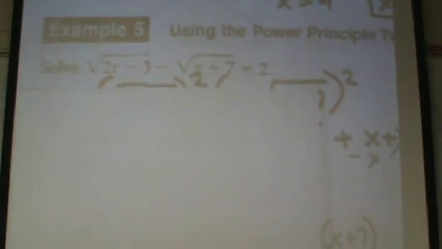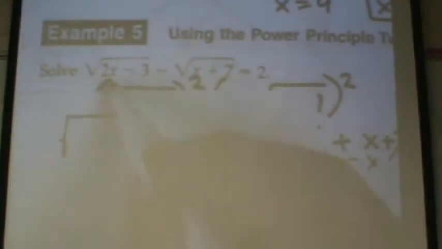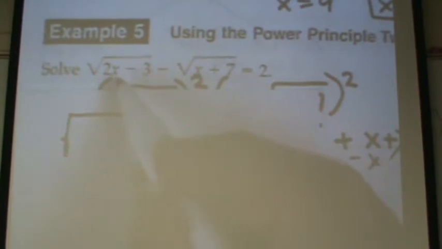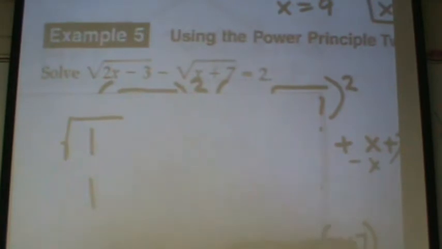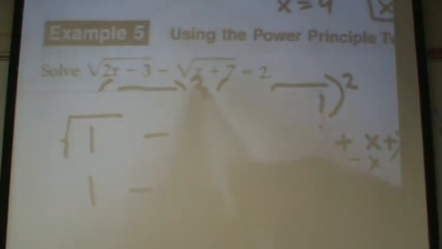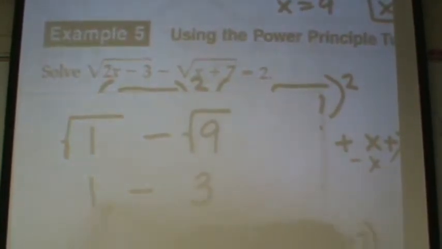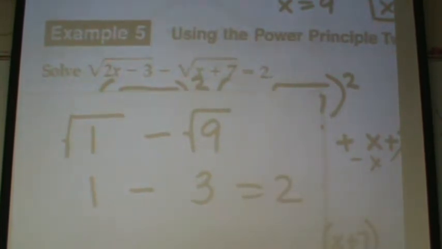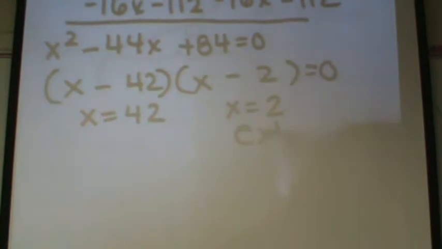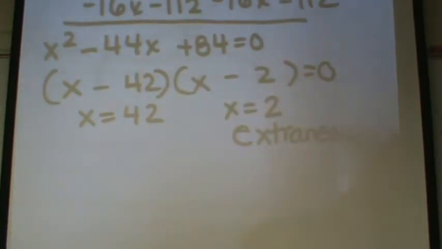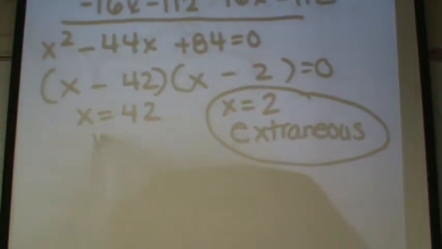So let's try 2. What's 2 times 2? 4. What's 4 minus 3? What's the square root of 1? 1. Minus. And what's 2 plus 7 is 9. What's the square root of 9? Does 1 minus 3 give you 2? No. So this one was extraneous. That one's extraneous. This one works.